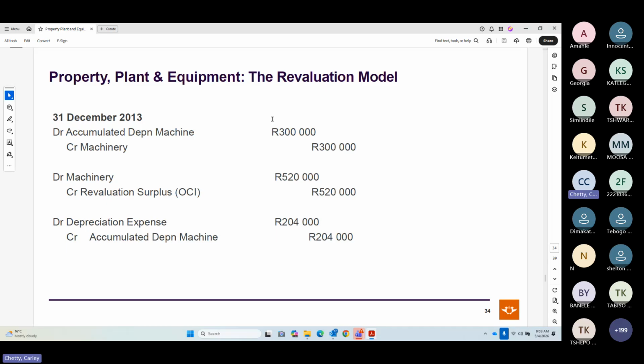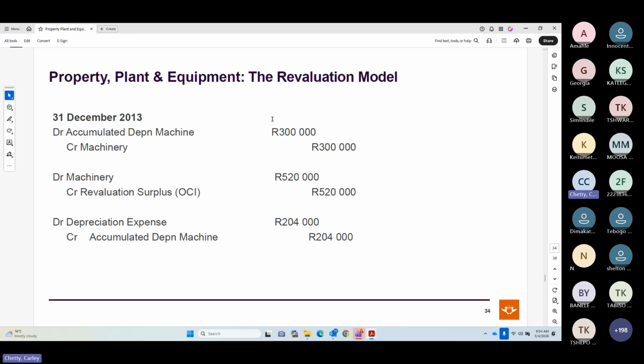So now that we have done our set off of accumulated depreciation against the cost of the machine, we can perform our revaluation journal. Here we are debiting machine with 520,000. Remember, this was the difference between the fair value and the carrying amount. So we are debiting machine with 520,000, and we are crediting revaluation surplus with 520,000. So this is our revaluation journal.